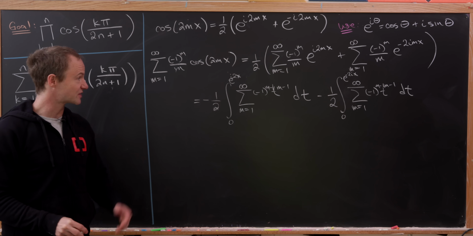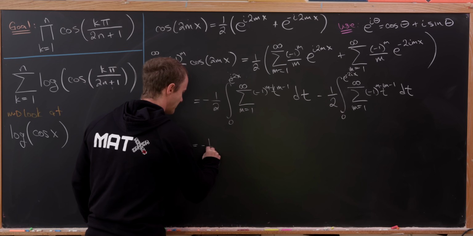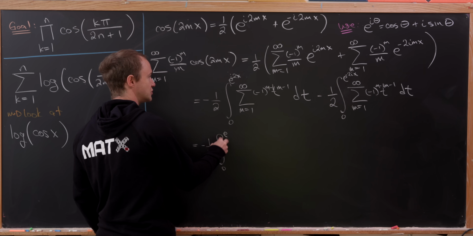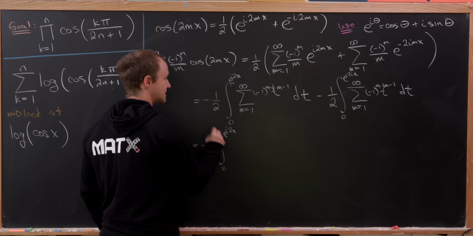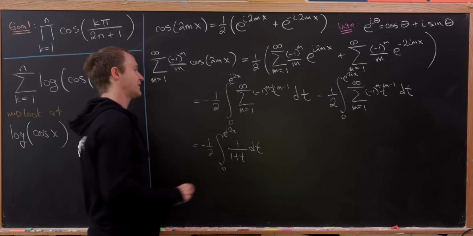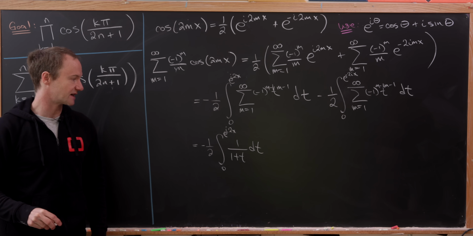And then we have geometric series in there. So let's see, that'll leave us with minus 1/2, and then we have our integral from 0 to e to the i 2x of 1 over 1 plus t dt for this first one, just using a standard geometric series summation technique.